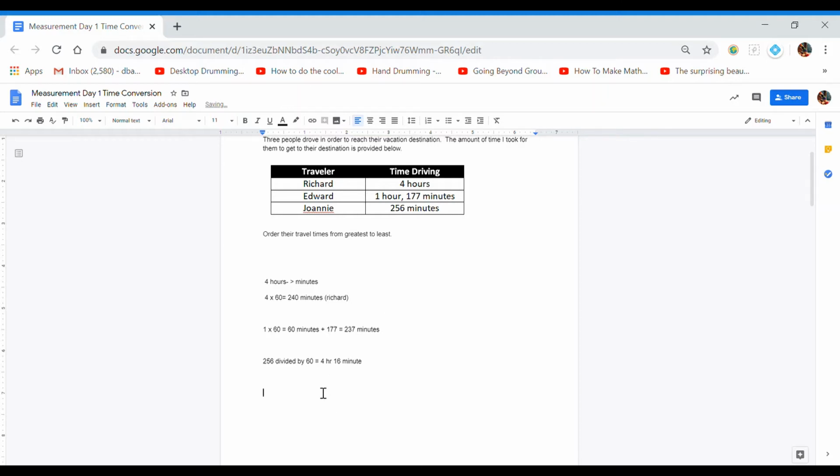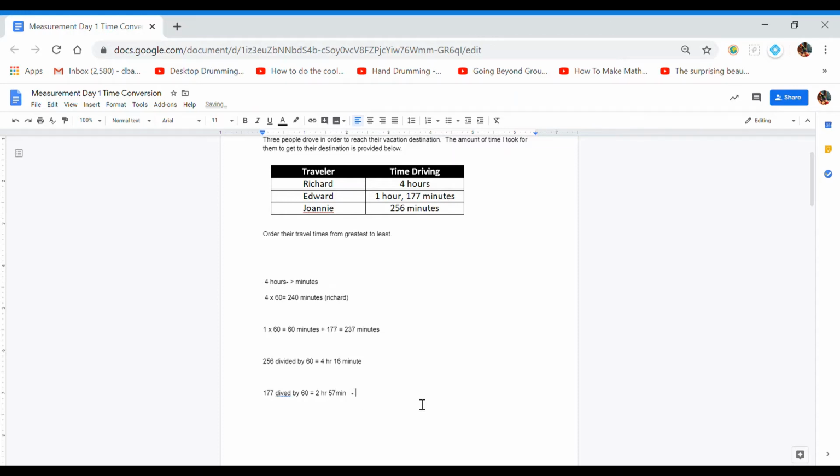Again, using the division strategy, I would have to turn the 177 minutes from Edward into hours as well. 177 divided by 60 equals 2 remainder 57. Or you could just subtract 60 and see it's 2 times, but I have to add those 2 hours with the 1 hour that Edward already had. So 2 hours, that should be R, 2 hours and 57 minutes. You can use MIN as an abbreviation for minutes.